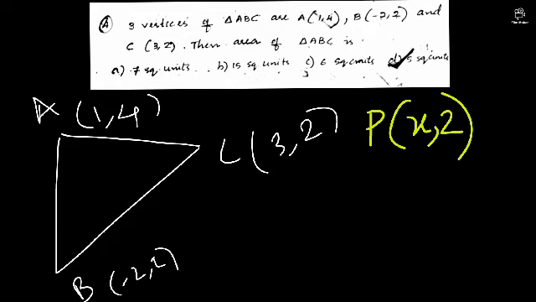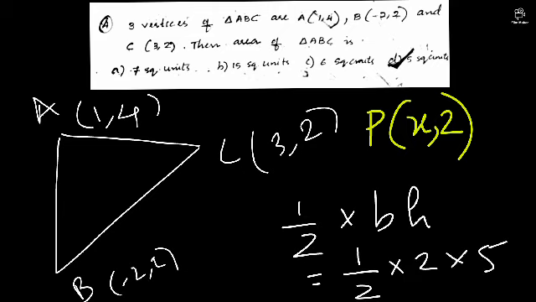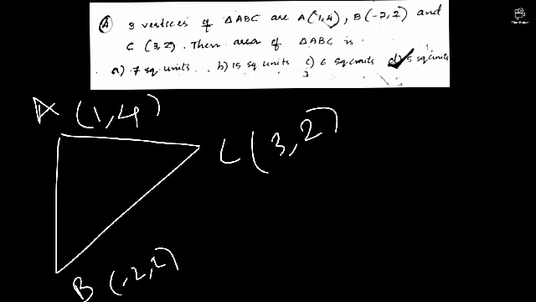So h is equal to 2 and base is equal to 5. Therefore area should be half into 2 into 5. That means 5 square units. That is our D option. And fifth question is, the equation of normal to the circle x square plus y square is equal to 2x, which is parallel to the straight line x plus 2y is equal to 3, is given by.